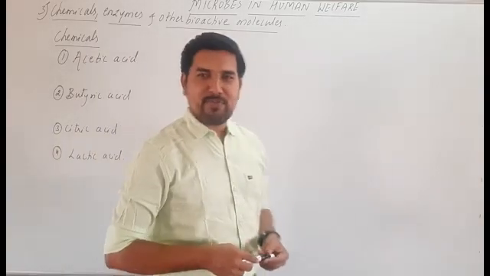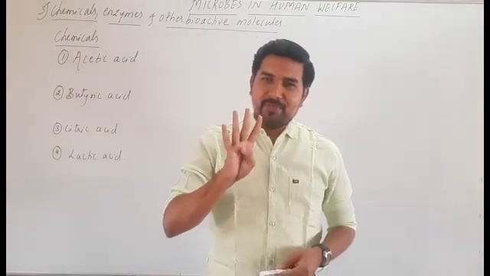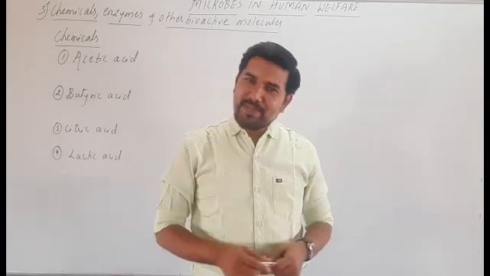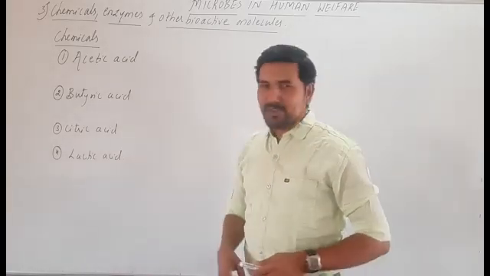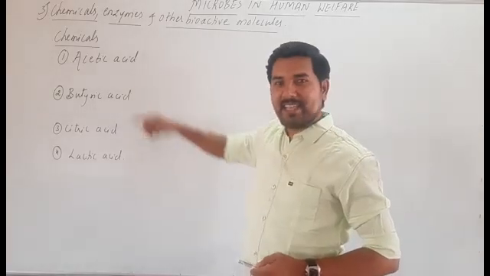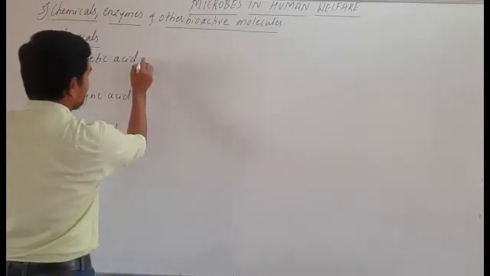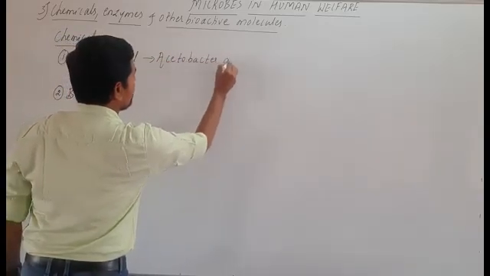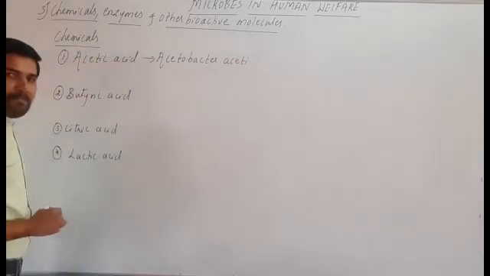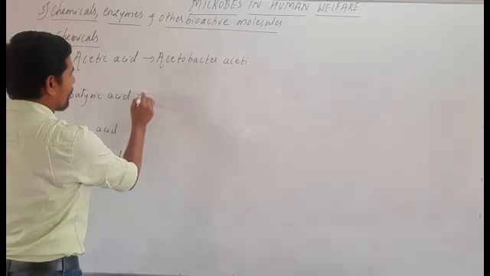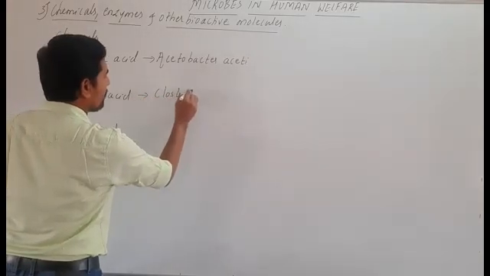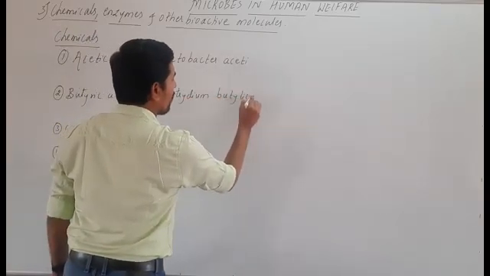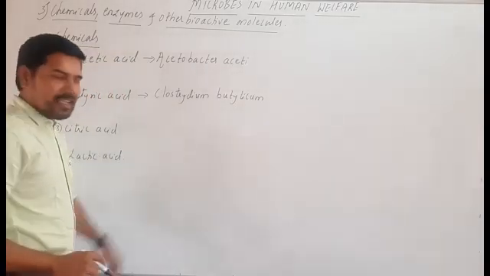Now here we have the list of only 4 chemicals which are produced in the industries, but already you know many chemicals which you are using in your chemistry labs. Now look at the list of the chemicals. The first one is acetic acid. Acetic acid is produced from Acetobacter aceti. This is the name of the bacteria. Butyric acid is produced from Clostridium butylicum. Again, this is a bacteria.